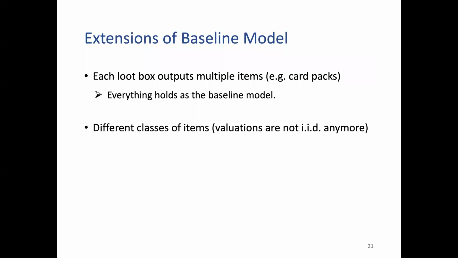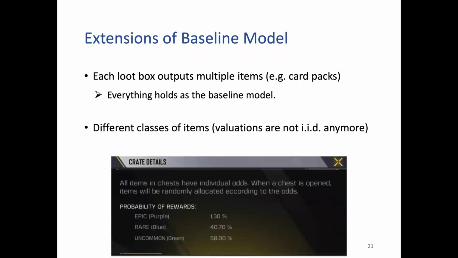And a more interesting case is, what if we have multiple classes of items and the evaluation is not IID anymore? For example, this is a screenshot from a mobile game. And you can see that in this game, we have epic item, rare item, and uncommon item. So 3 classes of items. So in this case, it is natural to consider non-uniform allocation. And our goal is to optimize both the price and the allocation rule to maximize the revenue.